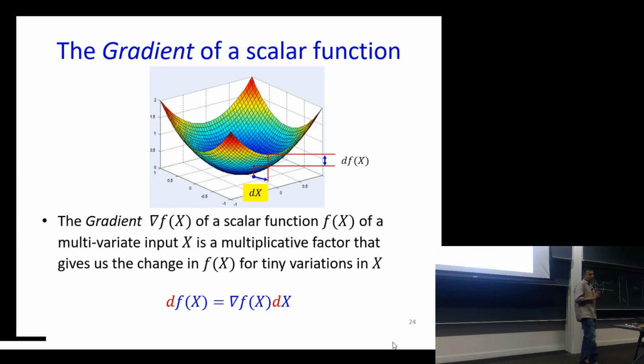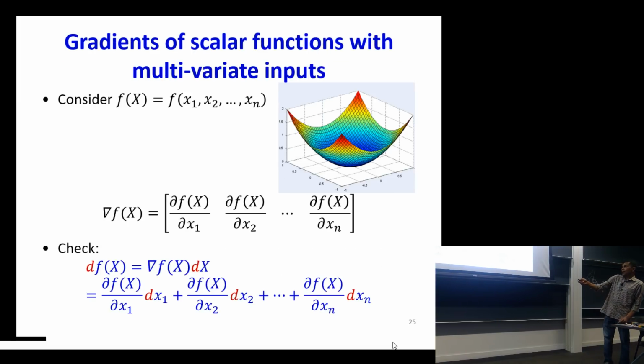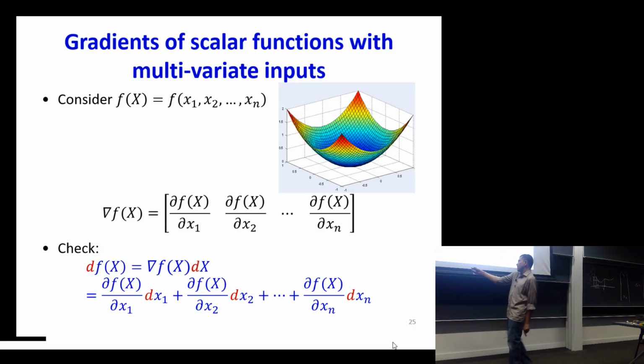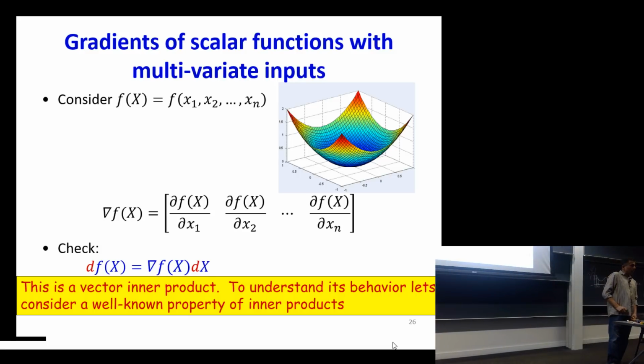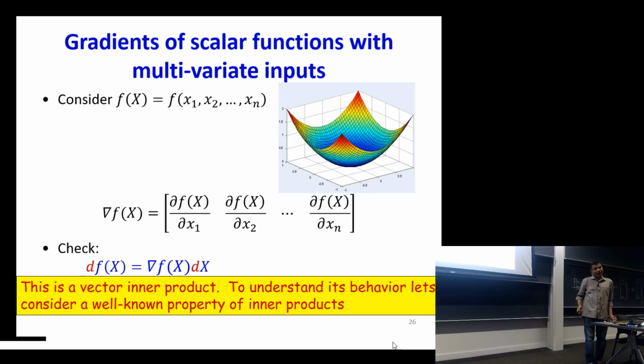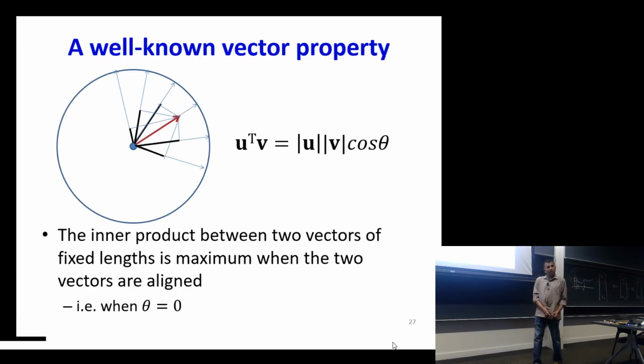This we've seen. If I write out the arithmetic, f of x is a function of all of these variables. The way we defined the gradient was a row vector of partial derivatives. And so using this definition, my change in f of x is the gradient times the change in x. If I expand it out, you can check that this is exactly the same equation we had before. But what is this? This is a vector inner product. We have one vector, which is the gradient, the other vector, which is the perturbation in the input, right?